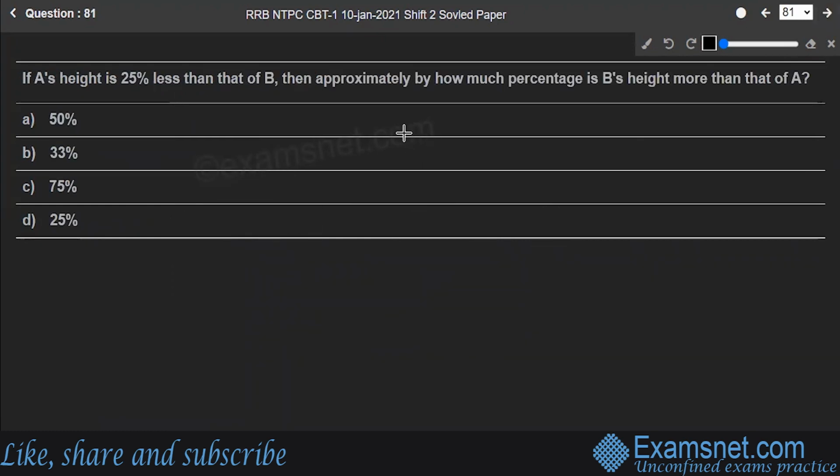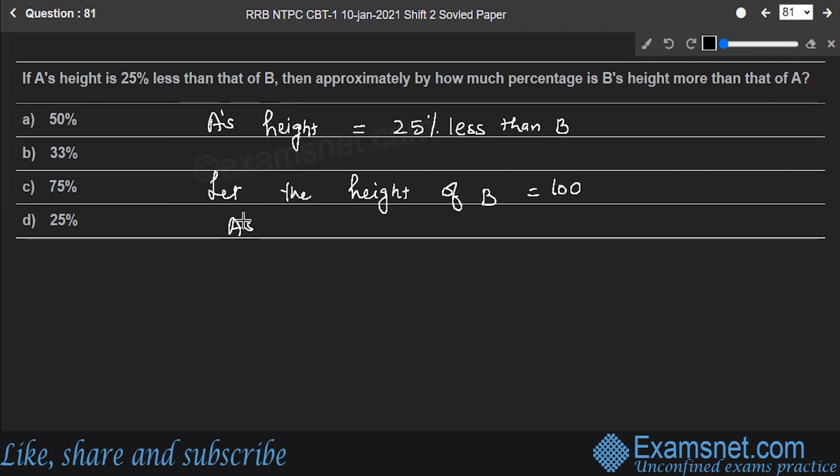Next is question number 81. If A's height is 25% less than that of B, then approximately by how much percent is B's height more than that of A? Okay, so you are given A's height is equal to 25% less than B. So everything is given in percentage. I'll say let the height of B be equal to 100. Then A's height will be 100 minus 25% of 100, which is equal to 75.